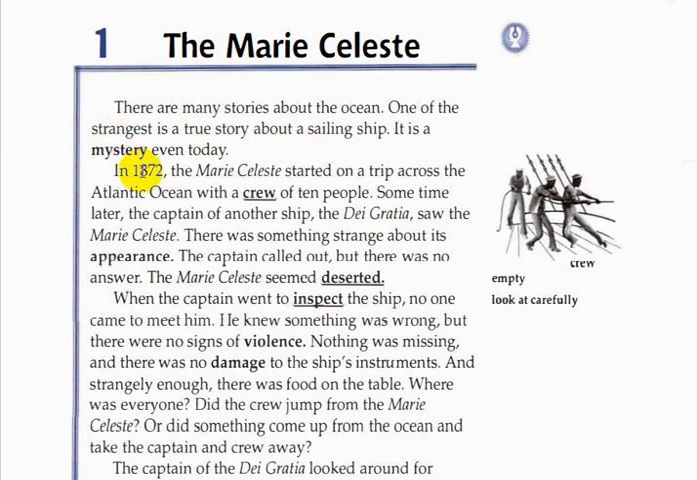In 1872, the Mary Celeste started on a trip across the Atlantic Ocean with a crew of 10 people.